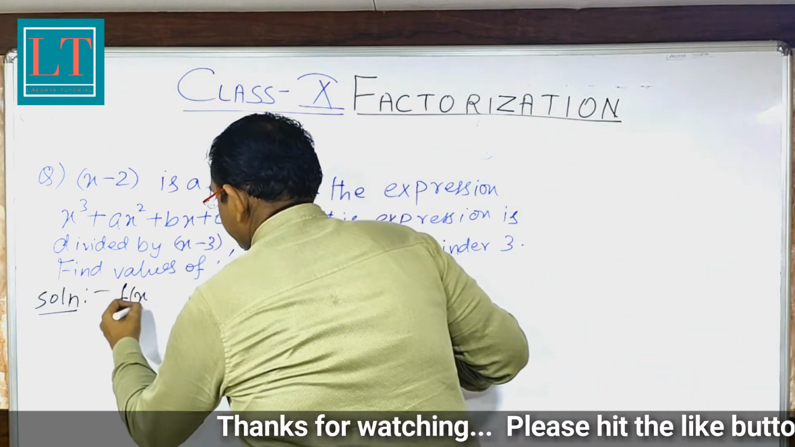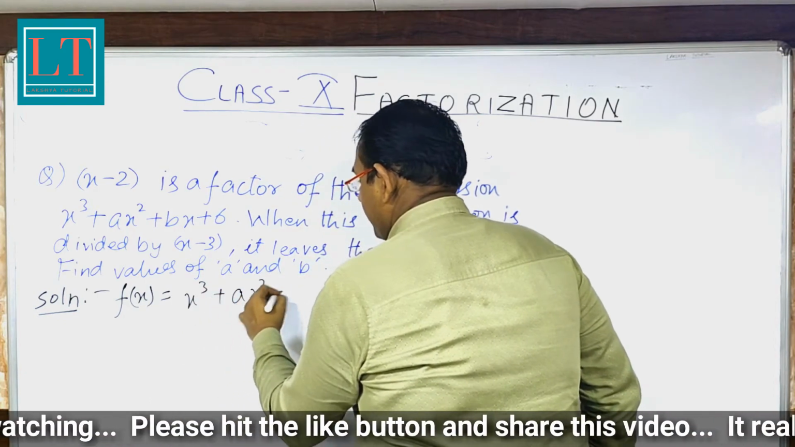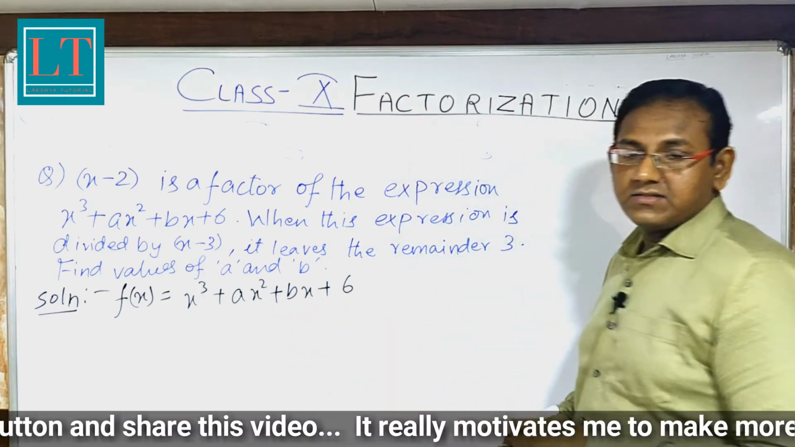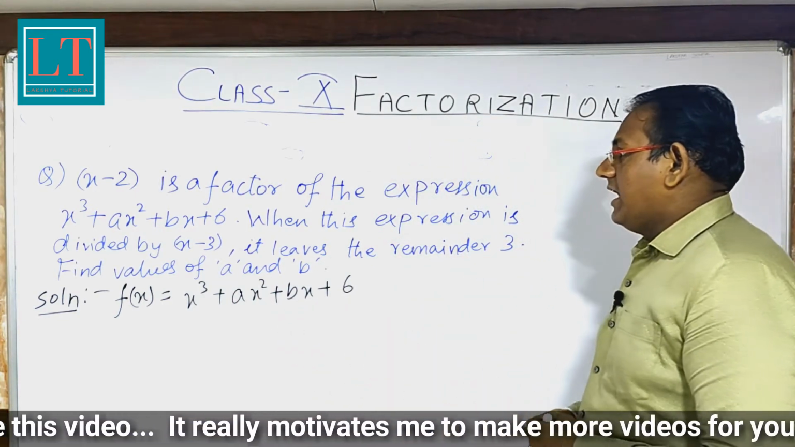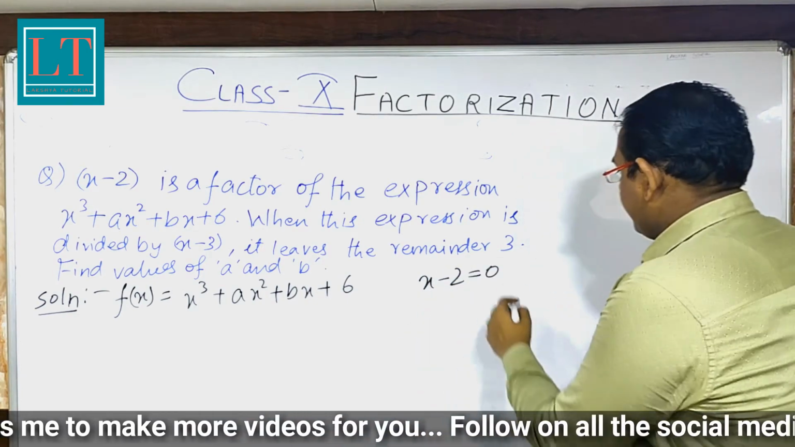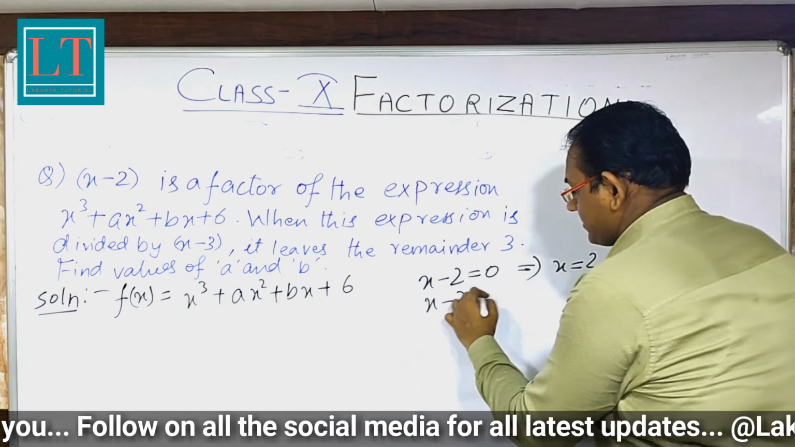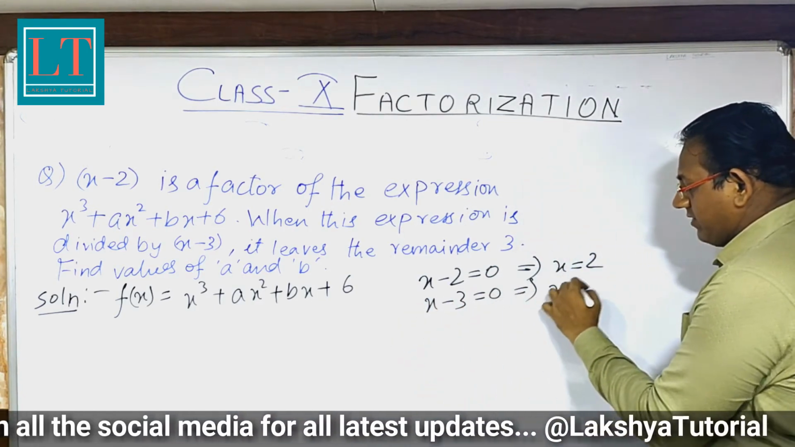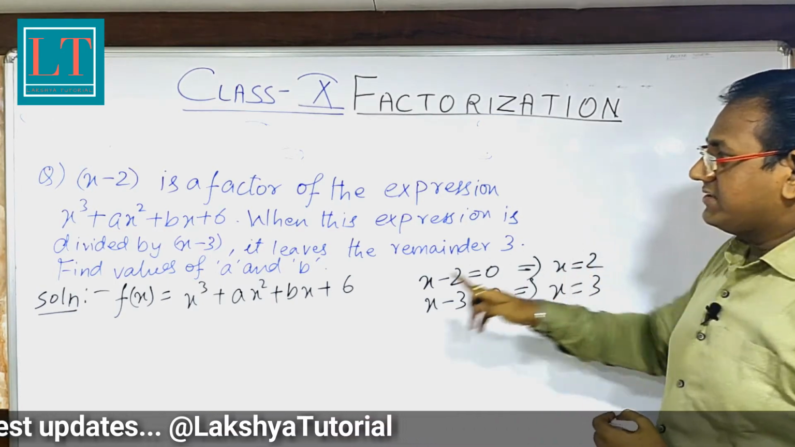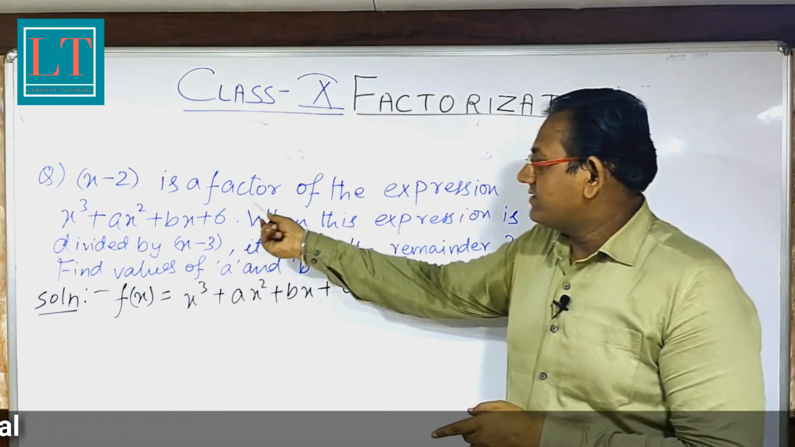That means we will consider this entire expression, x cube plus ax square plus bx plus 6, to be the function of x, that means f of x. And we will consider x minus 2 is equal to 0. That means we will get the value of x as 2, and at the same time x minus 3 is equal to 0. That means we will get the value of x as 3. When we put the value of x as 2 in this given expression, our remainder would be 0 because it is saying that it is a factor.